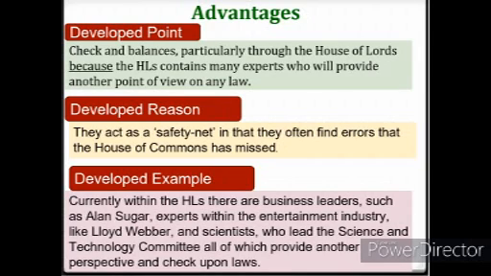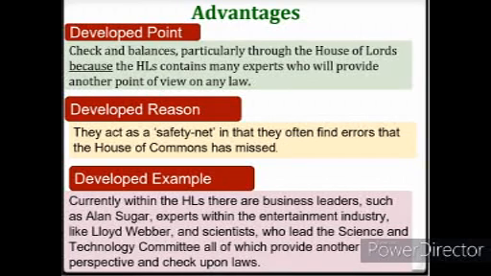And of course, the House of Lords acts as a safety net within the parliamentary lawmaking process, because the House of Lords holds the House of Commons to account. It will challenge it, it will ask questions, and it will often find errors that the House of Commons has missed. So it's like, if you want, a second proofreading.